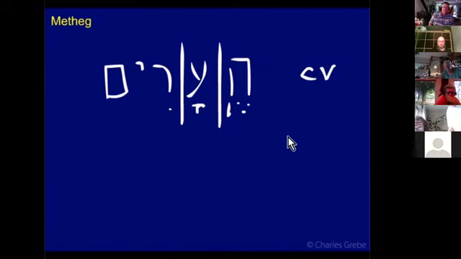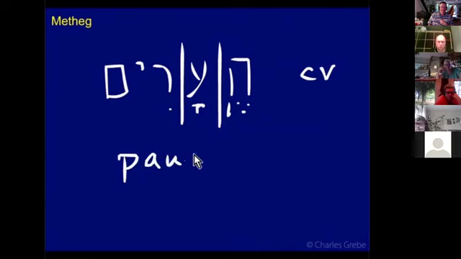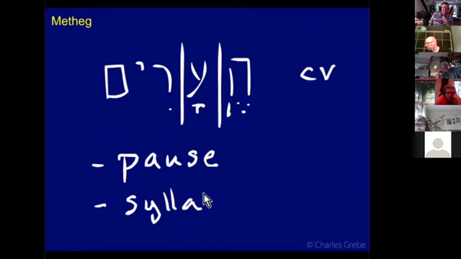Now, this is probably getting confusing. We have methegs sometimes indicating long vowels, sometimes indicating short vowels, as here. The way to think about this is this. Metheg means bridle, okay? So you're on your horse, and you're going to slow your horse down. You hit a syllable that has a metheg, you pause. Pause in your pronunciation. Now, if you pause in your pronunciation, you are ending a syllable, so it's a syllable break. Remember that, and you'll know how to read it.